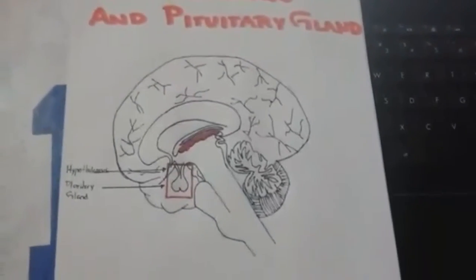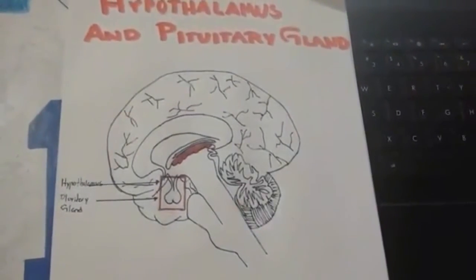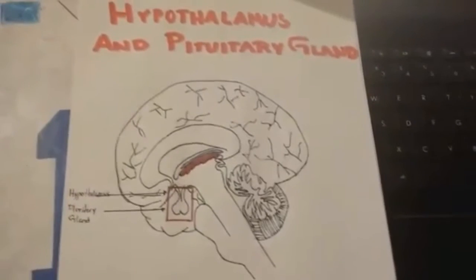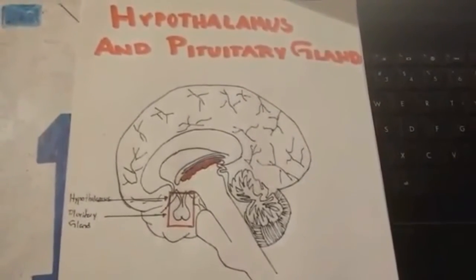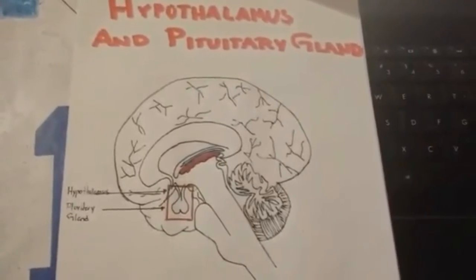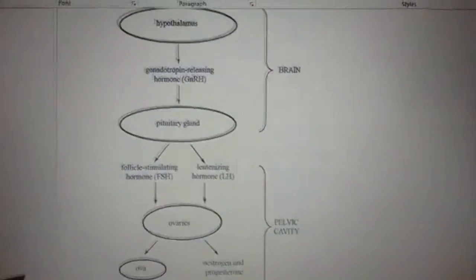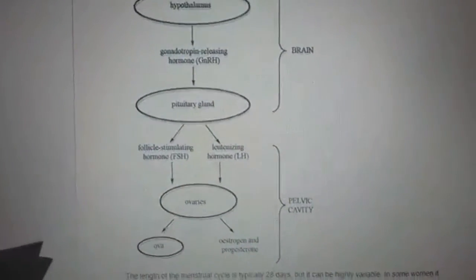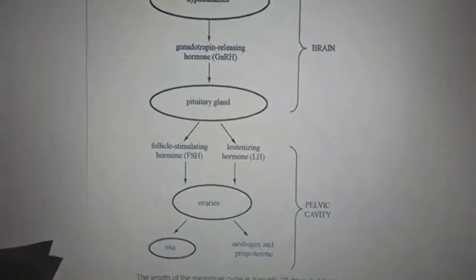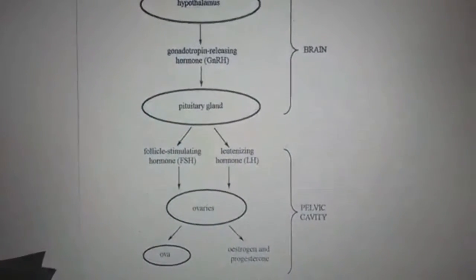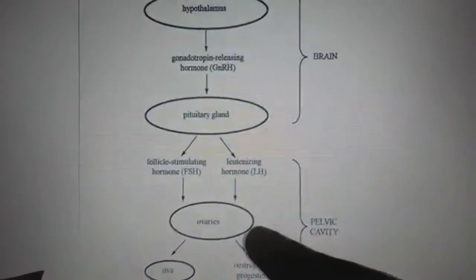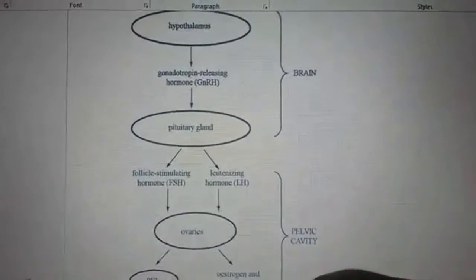We will talk about the female reproductive hormones, which are the gonadotropin releasing hormone, follicle stimulating hormone, luteinizing hormone, estrogen, and progesterone. Here we show you a diagram in which the process is explained. Here you can see the hypothalamus produces the gonadotropin releasing hormone. The pituitary gland produces the follicle stimulating hormone and the luteinizing hormone. These two are located in the brain, which gives the order to the ovaries that produce the ova and the estrogen and progesterone.